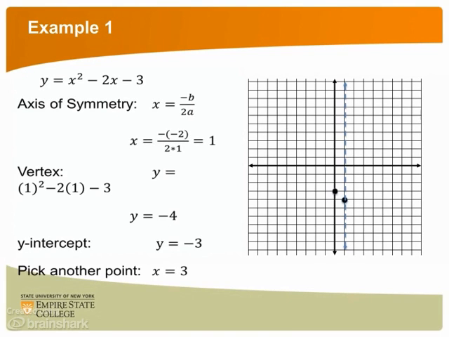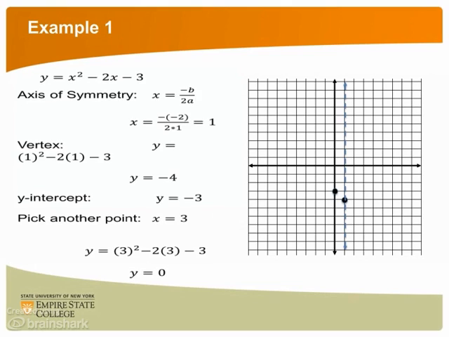Now we want to find another point. We pick 3 as a value for x to plug in. Plugging in, we find the corresponding y value to be 0. Our parabola contains the point 3, 0. We plot that point. We reflect any point we have over the axis of symmetry. Connect the points and label the graph. Let's look at one more example.